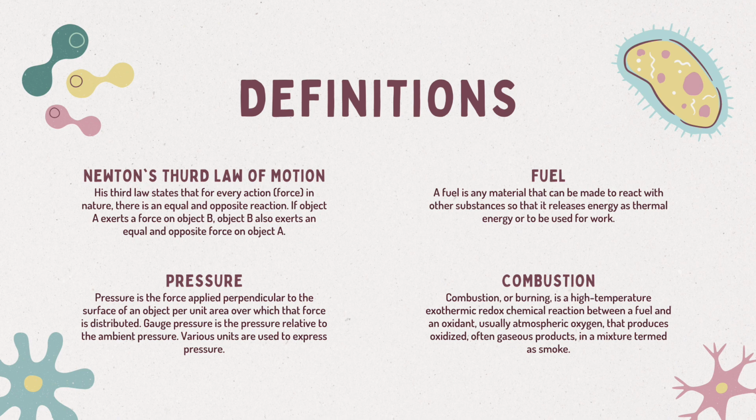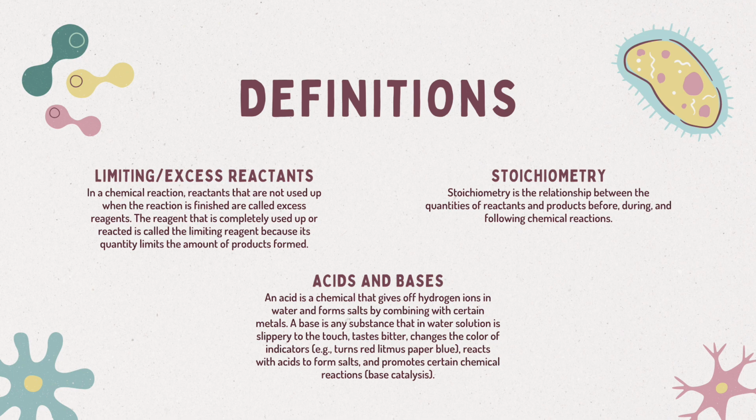Newton's third law of motion states that in nature, every action has an equal and opposite reaction. A fuel is any material that can be made to react with other substances so that it releases energy. Pressure is a physical force exerted on an object by something in contact with it. Combustion is a burning chemical reaction with a fuel and an oxidant that produces oxidized products. An excess reactant is a reactant that is not used up when the reaction is finished. And the limiting agent is one that is completely used up, limiting the amount of products formed.